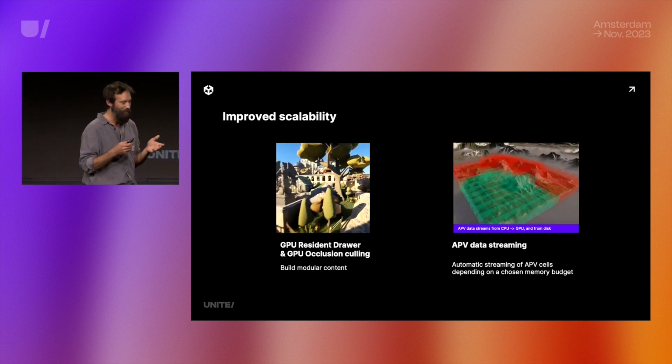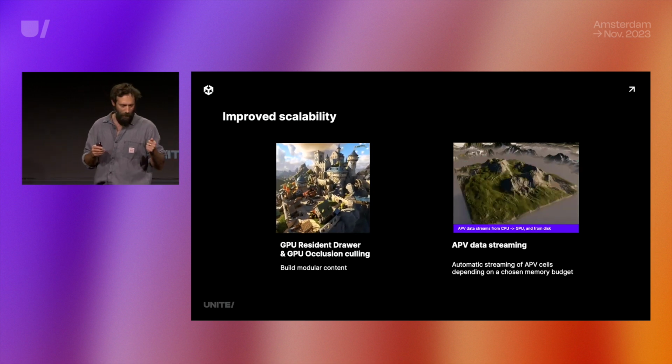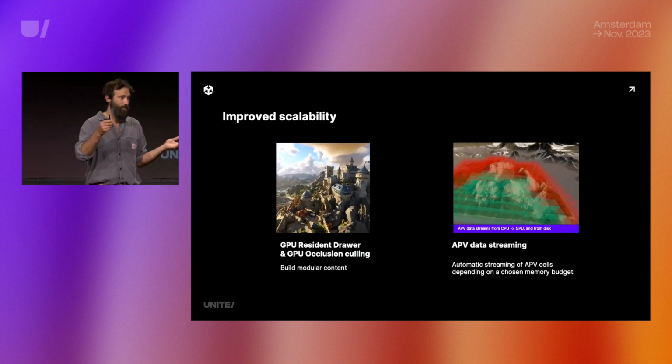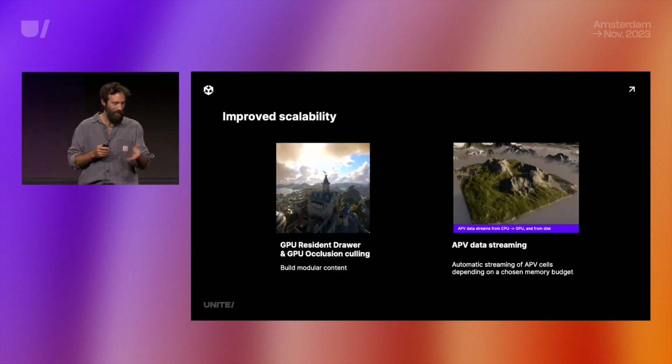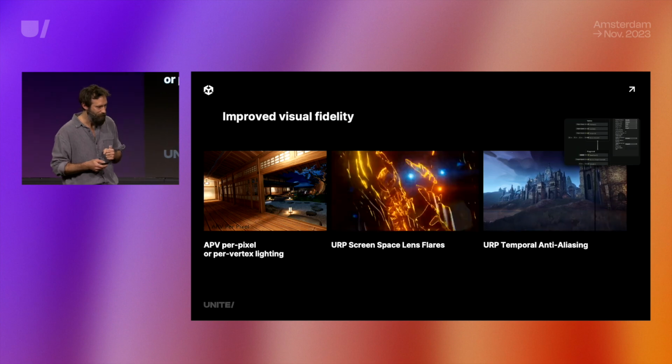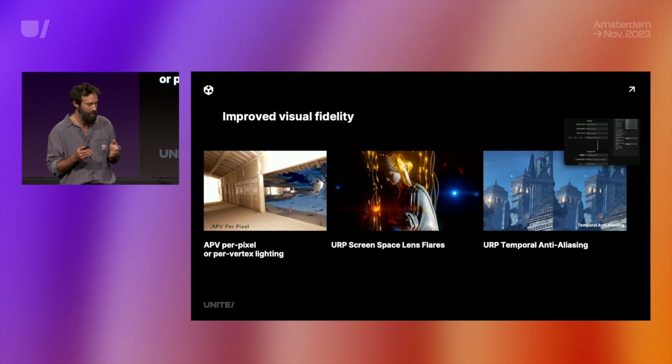So yeah, we wanted to improve scalability with a resident drawer and occlusion culling. These will be just buttons that you turn on, and it's magical, which is pretty amazing. And the APV data streaming that I mentioned. And improved visual fidelity, thanks to the APVs for the dynamic objects.